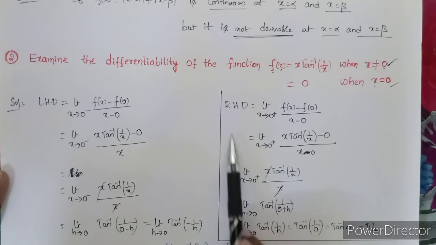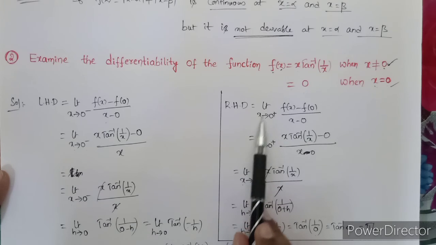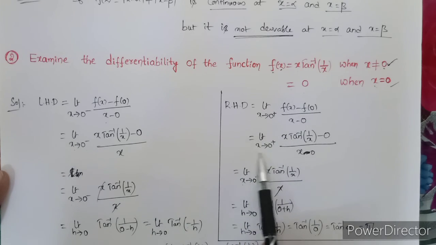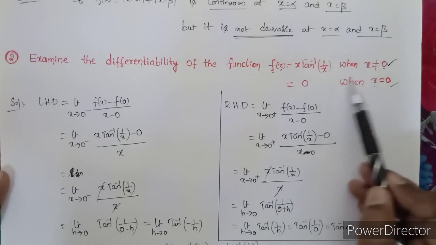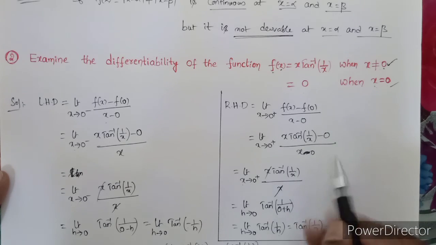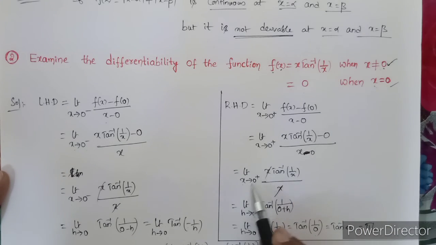I repeat, right-handed derivative of f at 0. Limit x tends to 0 plus f of x minus f of 0 by x minus 0. We write f of x as x into tan inverse of 1 by x, f of 0 is 0. Cancelling x, and we replace x by 0 plus h, tan inverse of 1 by h we got. By substituting h equal to 0, tan inverse of 1 by 0, that means infinity. Tan inverse of infinity is pi by 2.